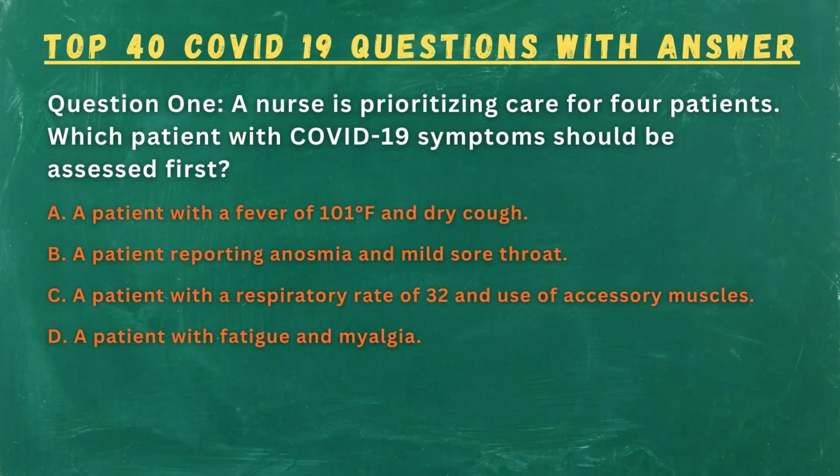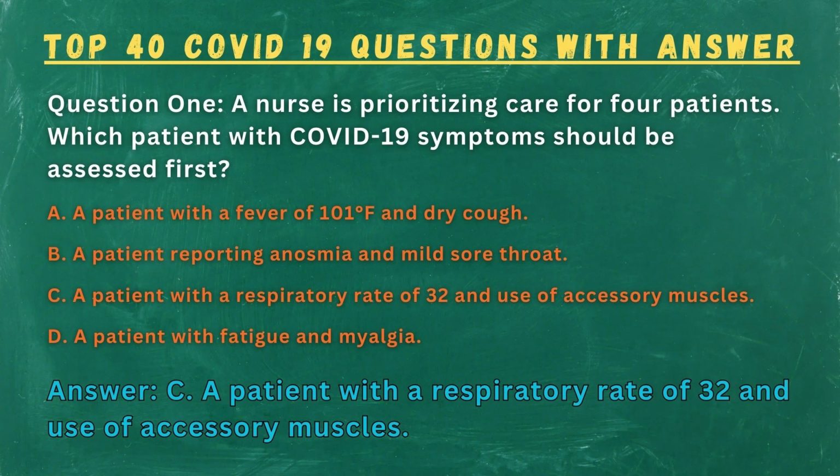Question 1. A nurse is prioritizing care for 4 patients. Which patient with COVID-19 symptoms should be assessed first? A. A patient with a fever of 101 degrees Fahrenheit and dry cough. B. A patient reporting anosmia and mild sore throat. C. A patient with a respiratory rate of 32 and use of accessory muscles. D. A patient with fatigue and myalgia.